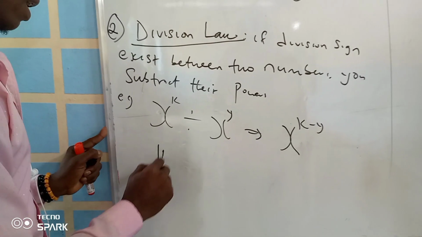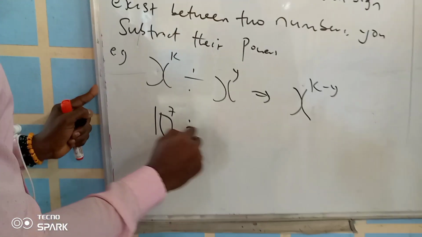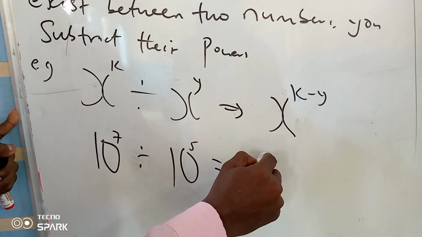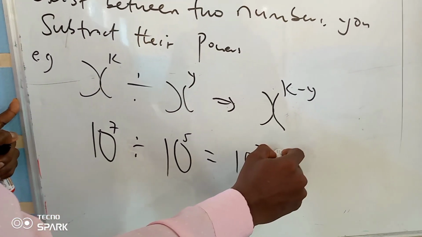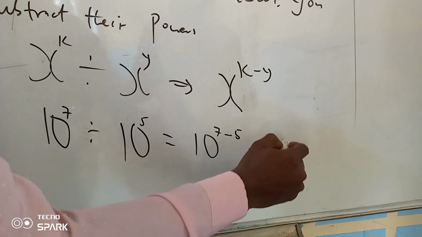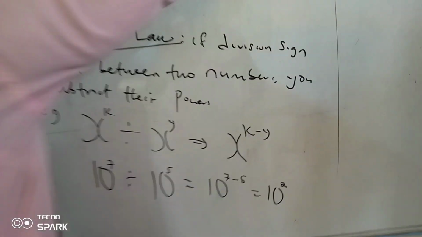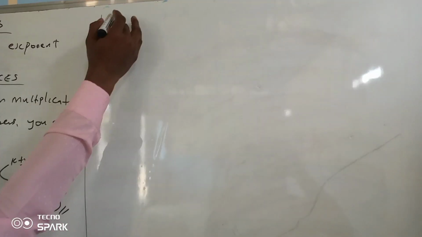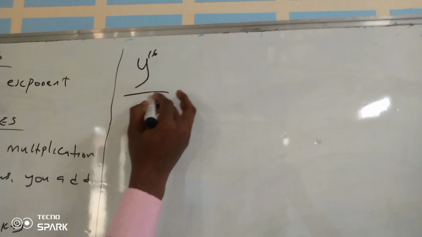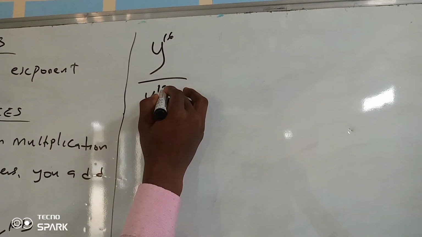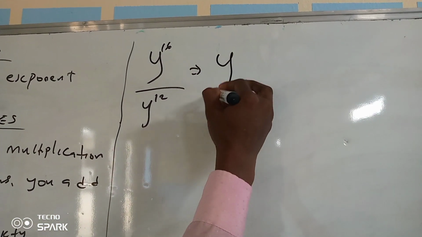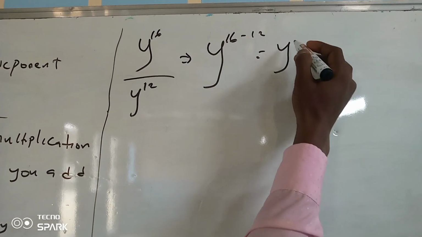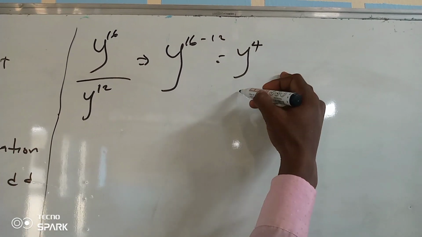If I have 10 raised to the power 7 divided by 10 raised to the power 5, the answer should be 10 raised to the power 7 minus 5. That should give us 10 raised to the power 2. In the same vein, if you have y raised to the power 16 divided by y raised to the power 12, that should give us y raised to the power 16 minus 12. That should be y raised to the power 4.